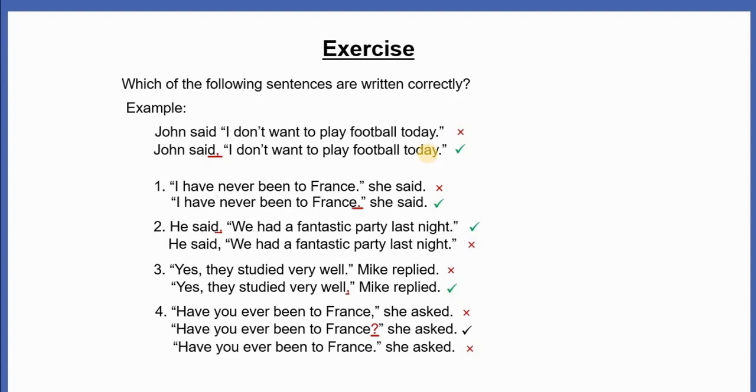So, in question 4, there are 3 sentences and only one sentence is correct. Which of these 3 sentences is correct? The answer is the second sentence. Because there must be a question mark before the closing inverted commas. Alright?